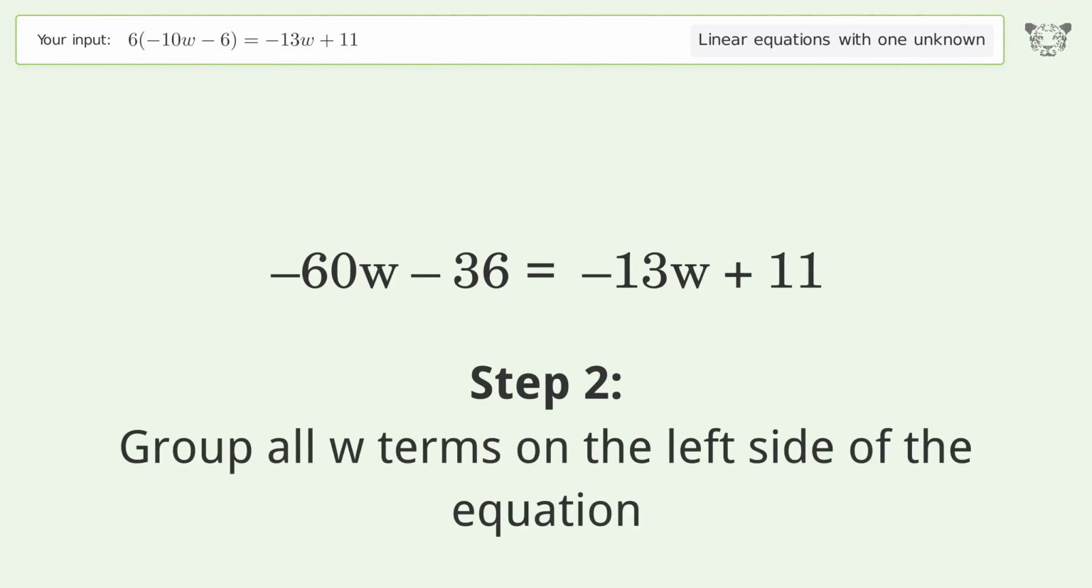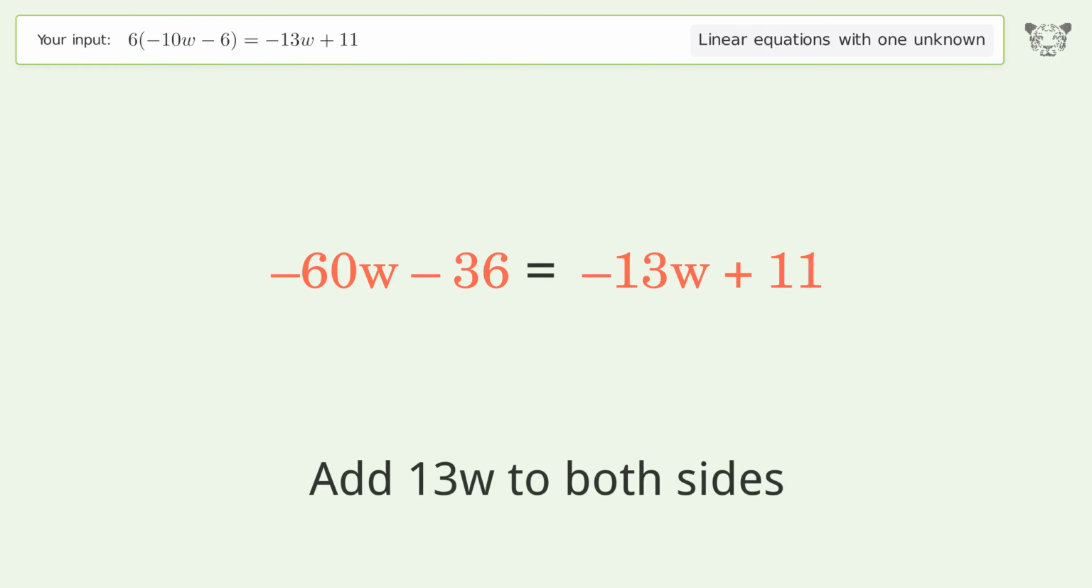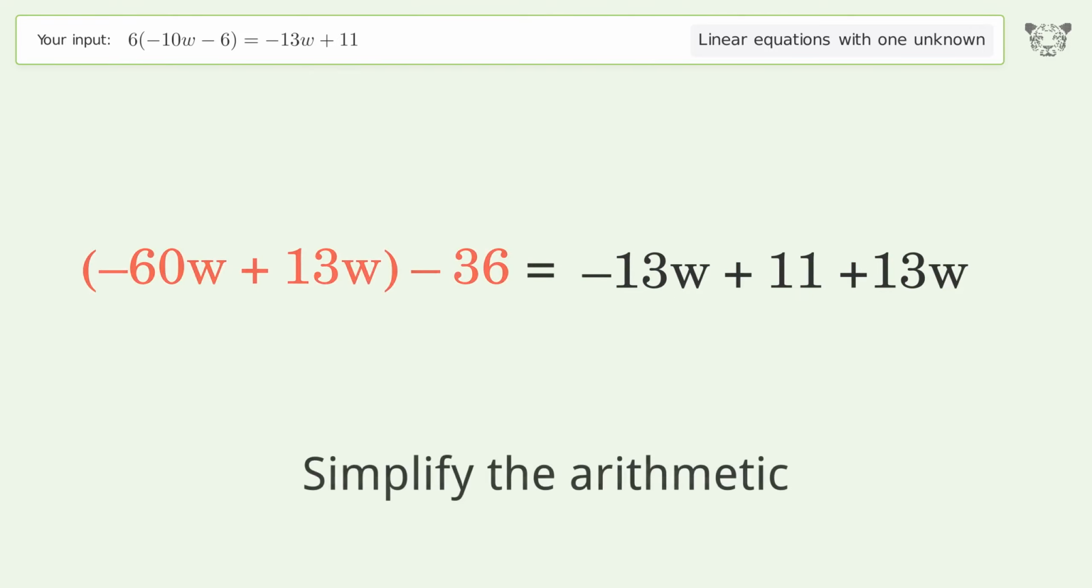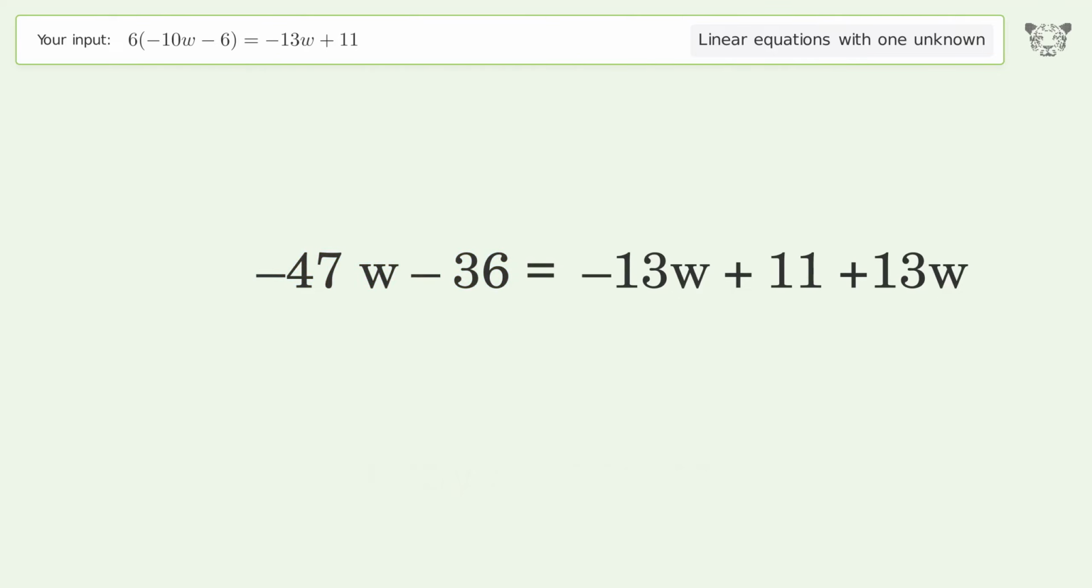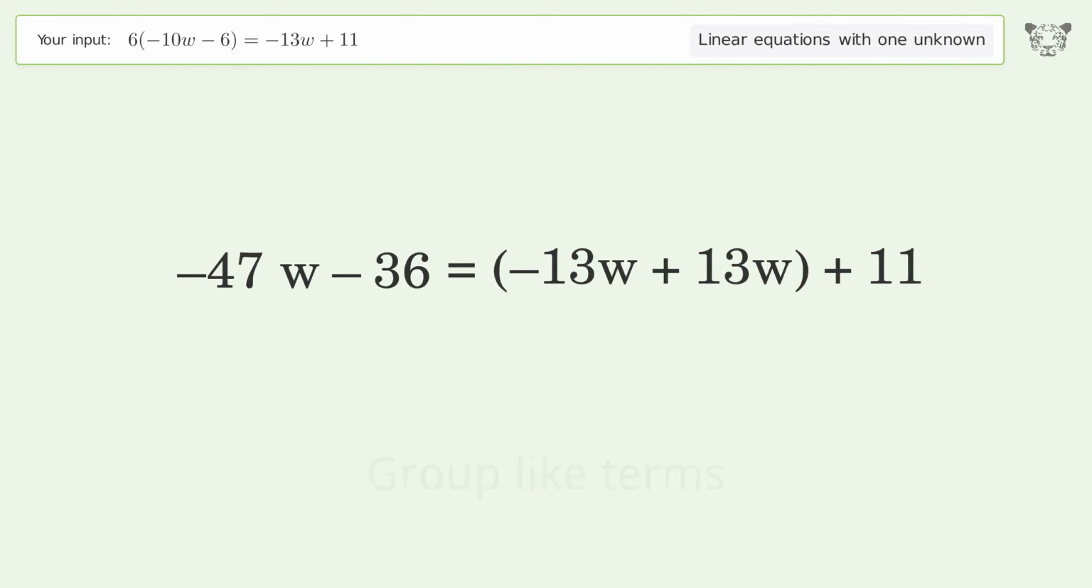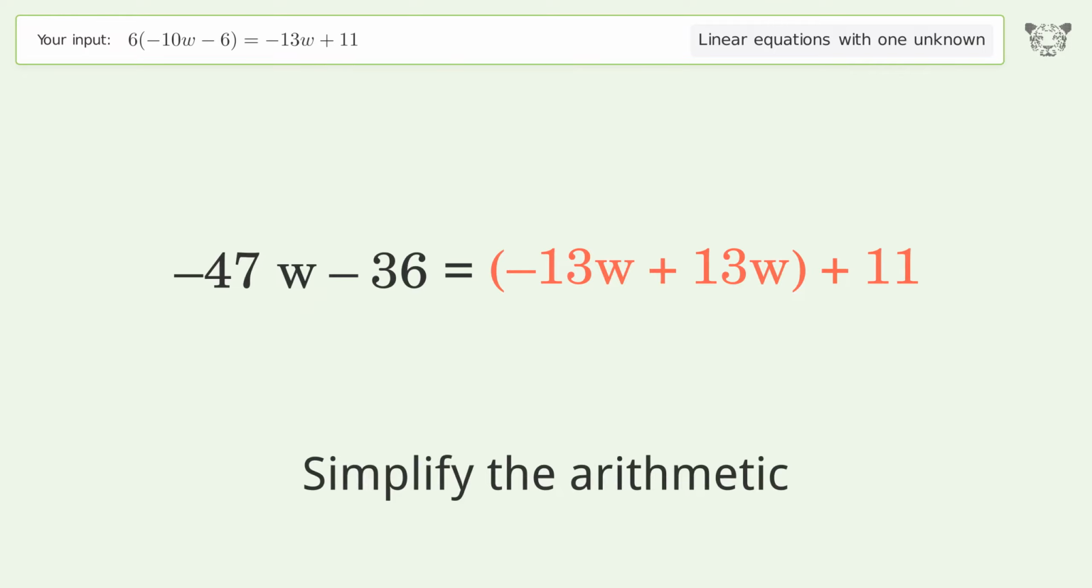Group all w terms on the left side of the equation. Add 13w to both sides. Group like terms. Simplify the arithmetic. Group like terms. Simplify the arithmetic.